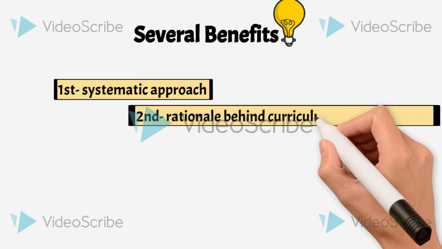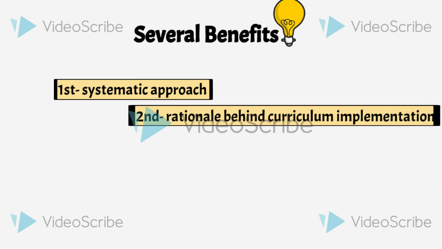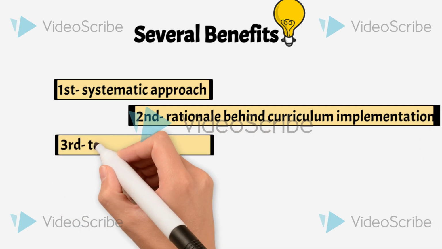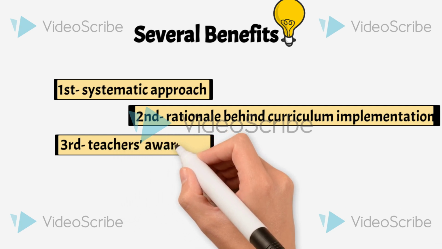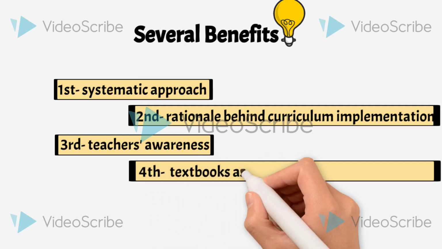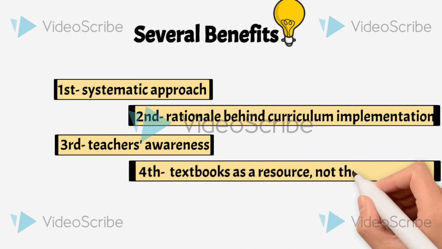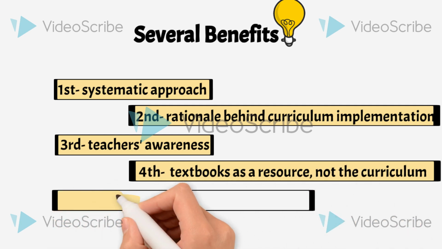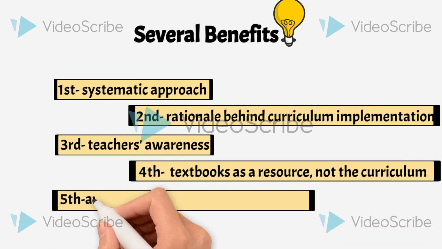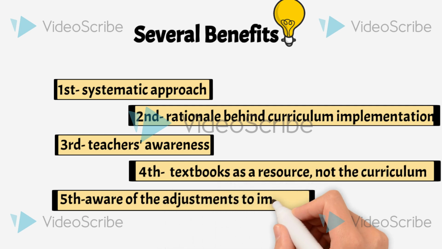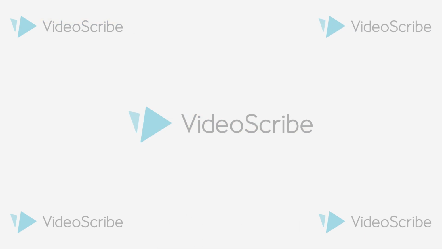Second, it helps teachers understand the rationale behind curriculum implementation. Third, it facilitates teachers' awareness of how the curriculum is designed. Fourth, it helps teachers to see textbooks as a resource rather than as the actual curriculum. This definitely leads to classroom activities that have a purpose aligned to their learning objectives. Fifth, it enables teachers to be more aware of the adjustments that have to be made to ensure continuous improvement.